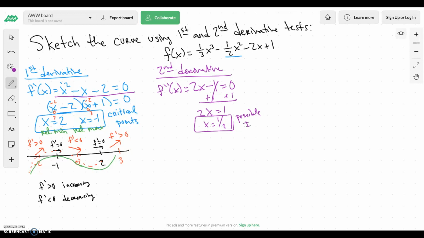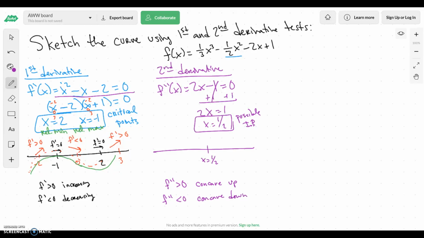So sometimes we might have things that are not inflection points. If it's not changing sign, it might not be an inflection point. Here, since it's 1/2, we can probably guarantee that it's going to be an inflection point. But let's go ahead and test it out. So here is x equals 1/2. Remember that if f double prime is greater than 0, you have concave up. If f double prime is less than 0, you have concave down.